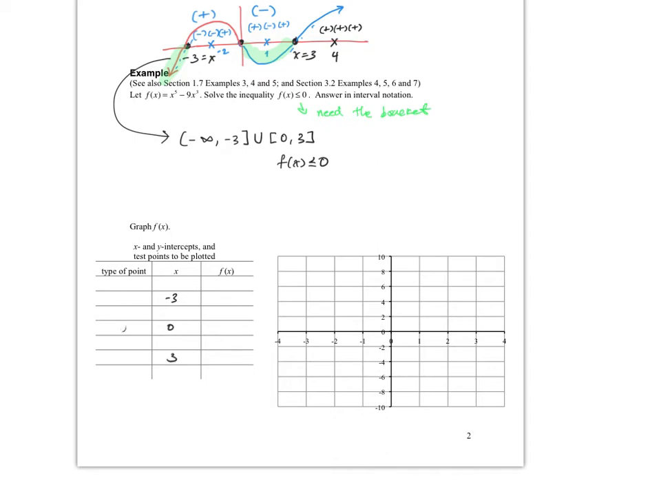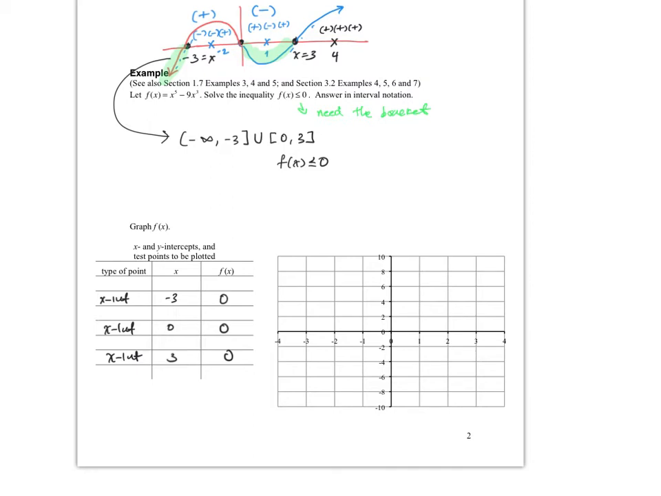And what type of points are these? Well, this is the x-intercept. This is the x-intercept and x-intercept, and the value for f here is 0, 0, 0. So this represents these 3 points right here, and that's where you should always start.